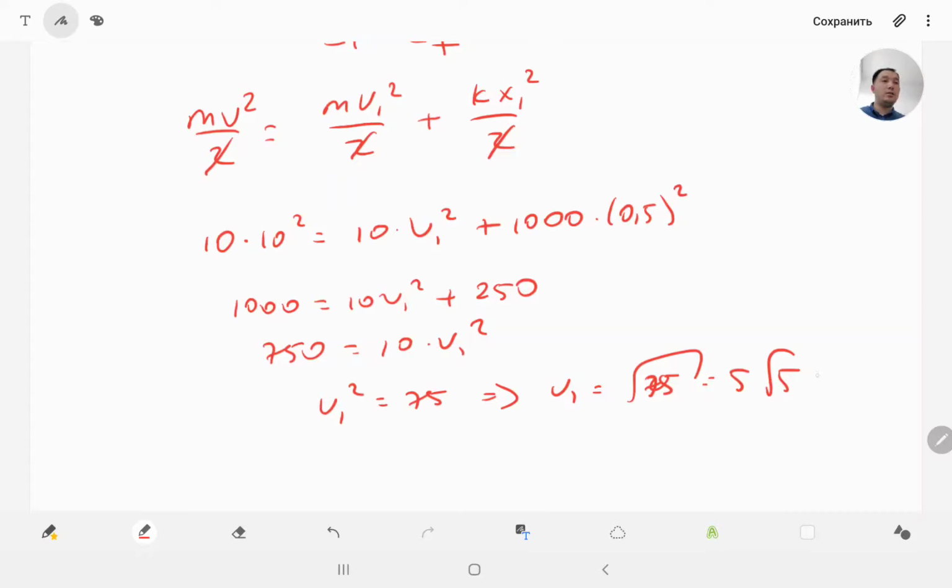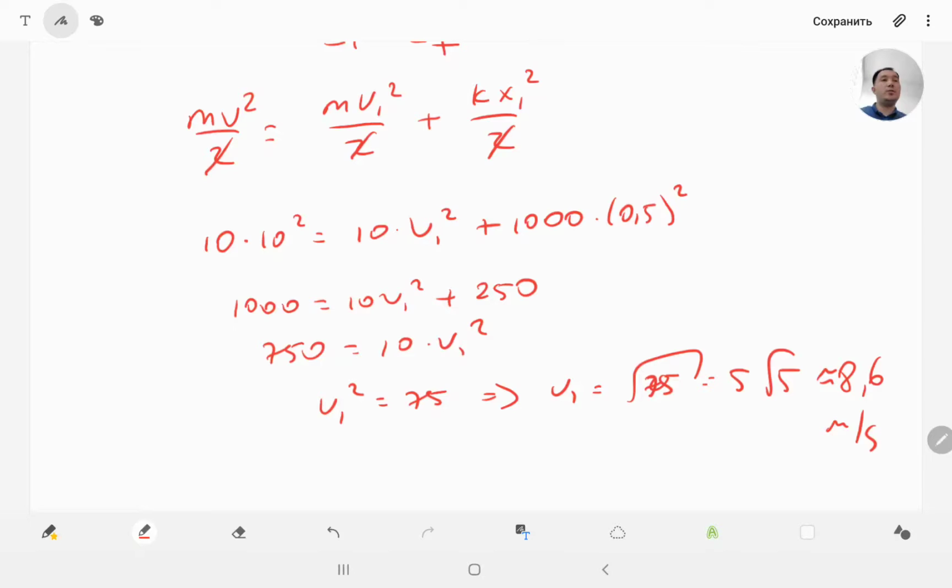Yes, approximately, we can find the approximate number, 8.6. So at midway, the speed of the object will be 8.6 meters per second.